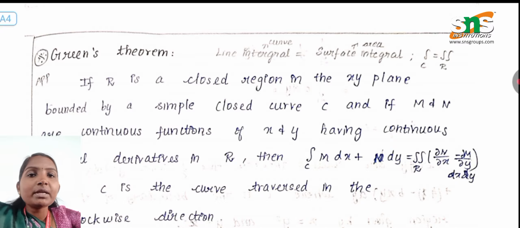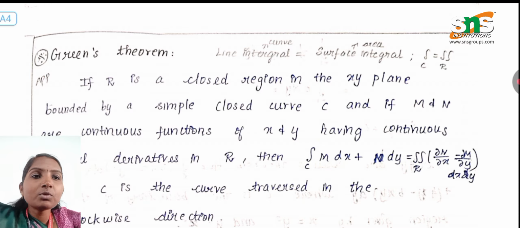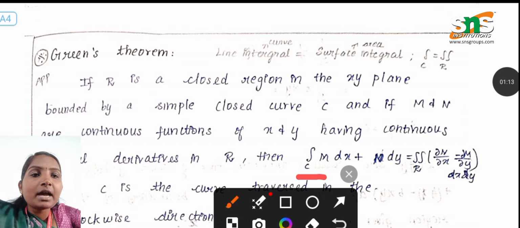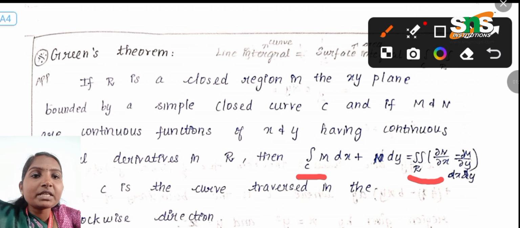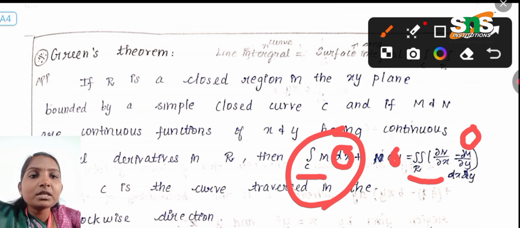This is the statement of Green's theorem, wherein we have a curve C on the LHS and the region R on the RHS. Here we have two continuous functions m and n, and we have the partial derivatives ∂n/∂x and ∂m/∂y, where C is considered only to be in the anti-clockwise direction.